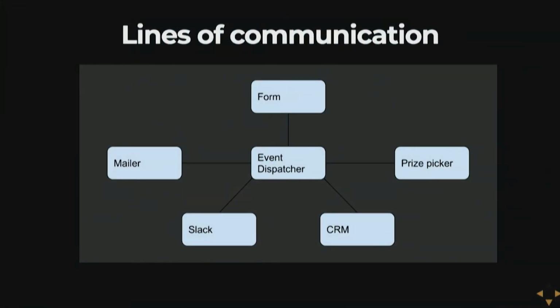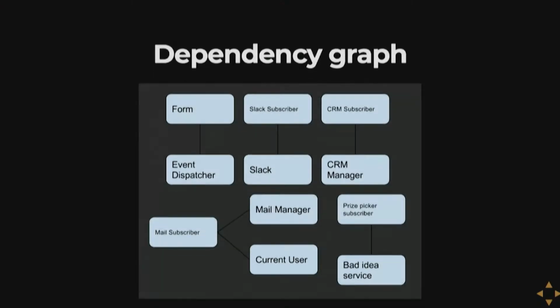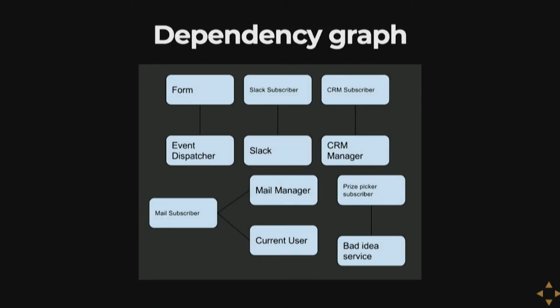We have our form that's talking to the event dispatcher. We have our mailer that is being talked to by the event dispatcher, and we have all of our other things that the event dispatcher is reaching out to and saying, hey, this happened. And the form doesn't have to know about any of it. So this is our lines of communication. This is kind of our dependency graph, in that we now have all of our things floating in their own nice little space.